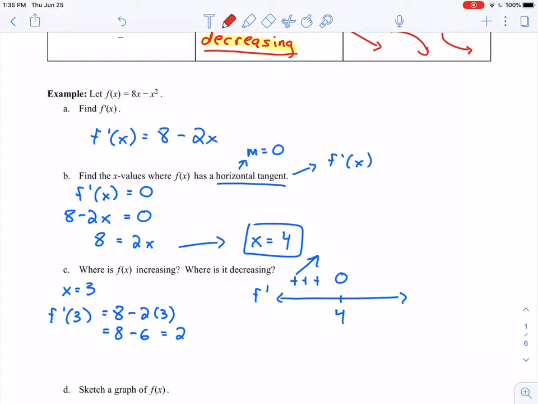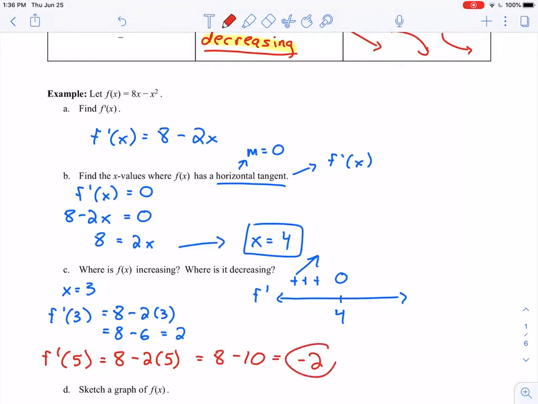Now I'm going to do the same exact thing, but now I'm going to look on the right-hand side of 4. So I'm going to pick a number that's larger than 4. 5, 6, 7, 8, 9, 10, any of these will be just fine. So I'm going to take 5, let's say, and plug that into my derivative, f prime of 5. So that's 8 minus 2 times 5. This is 8 minus 10. This time I have a negative 2.